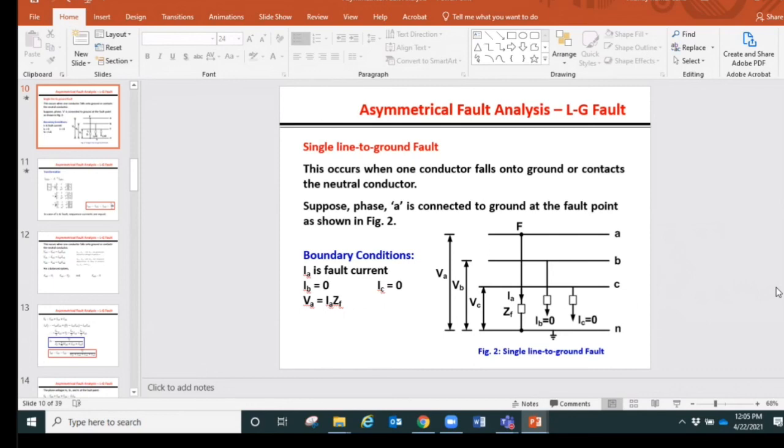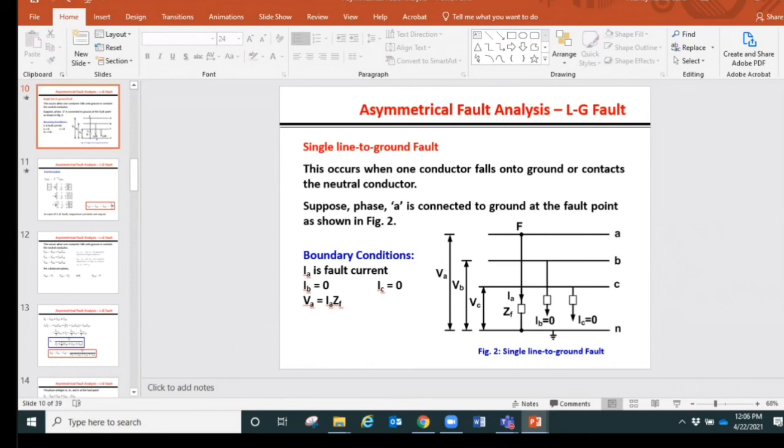It's not necessary that the fault must happen on phase A. It can happen on phase B or phase C and get grounded. Any of those three phases can be grounded. So how will we write the equations? We can write the same equations, no problem: IA is equal to fault current, IB is equal to 0, IC is equal to 0, VA is equal to IAZF. We don't need to change anything.